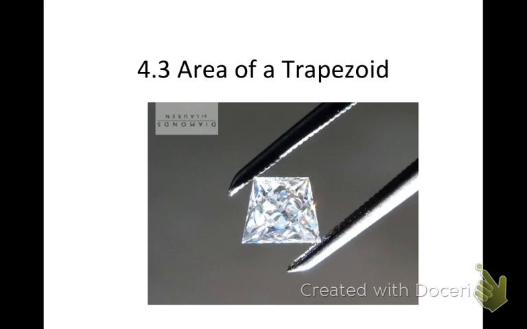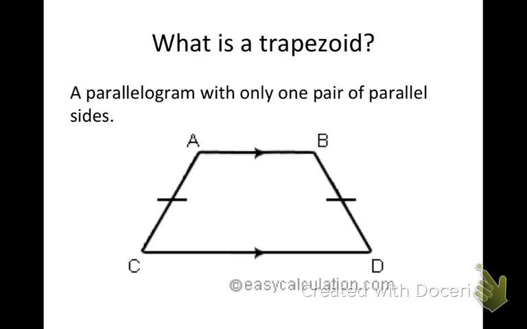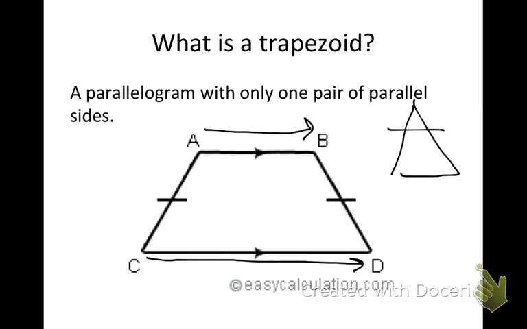So area of a trapezoid. So really, what is a trapezoid? So you write this down. What is a trapezoid? It's a parallelogram with only one pair of parallel sides. So go ahead and draw the picture. And you can see that this bottom line is parallel to the top line. So line AB is parallel to CD. But the other two are not parallel. So a trapezoid, to me, is kind of like a triangle. So it's kind of like a triangle with the top cut off.